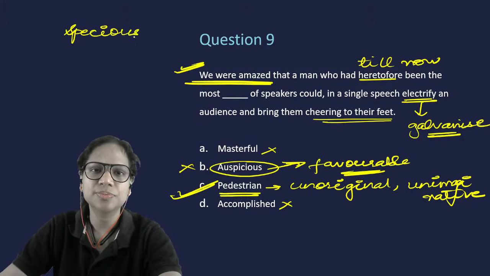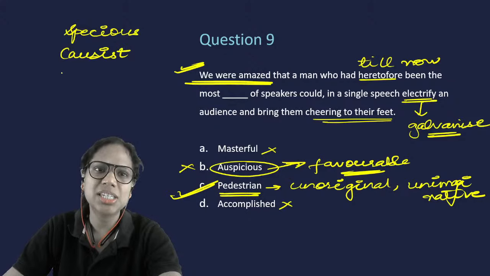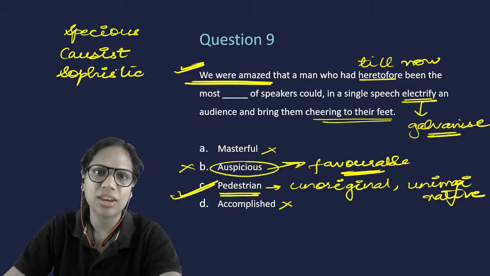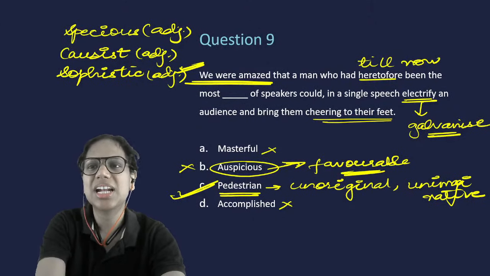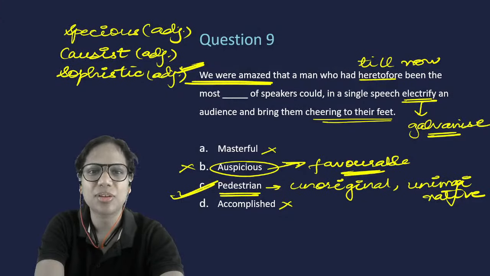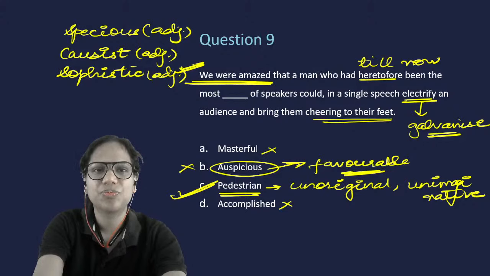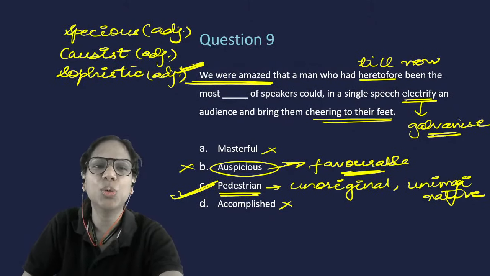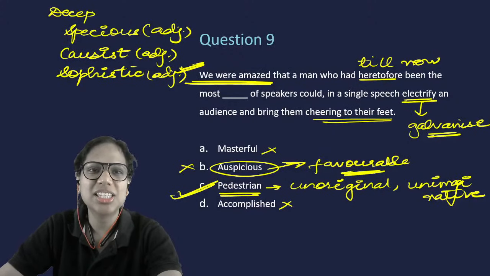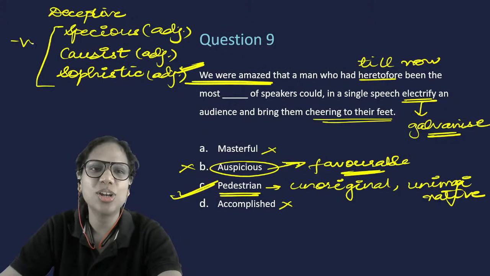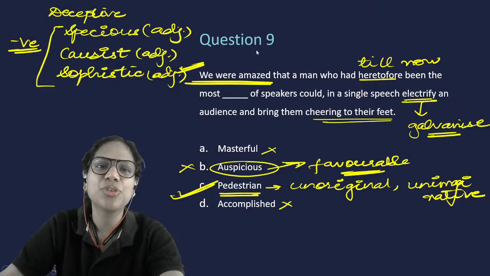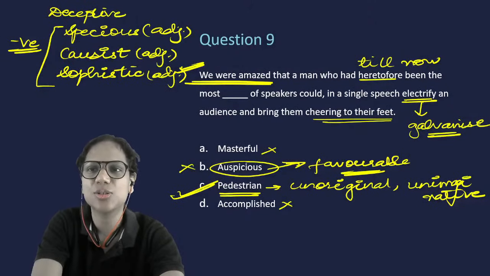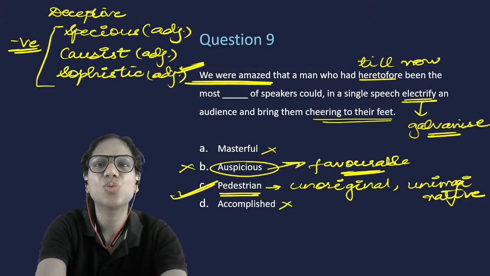Because we were talking about deceptive in the last question, some words came to my mind that I want to share with you. Specious, casuist and sophistic. What do they mean? Any idea? I have given you a hint that because we were doing the word deceptive, these came to my mind. So this much is clear, that they are all negative words and they have something to do with deception. Can you tell me for what we exactly use these terms? What would be casuist in nature?